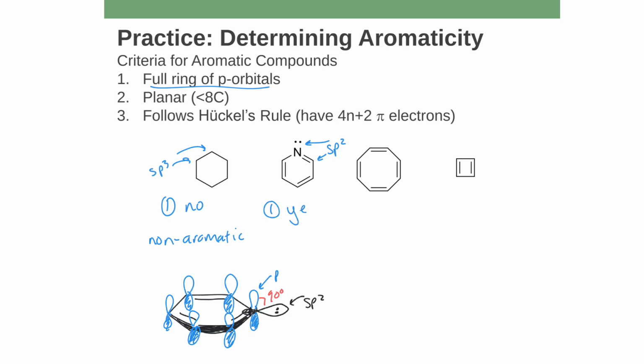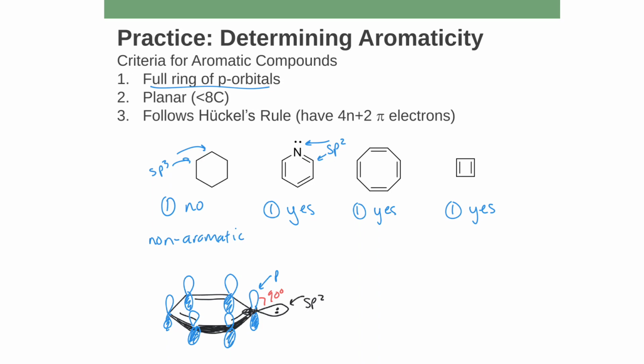But this does have a ring of p orbitals. Does my big cyclooctane thing have a ring of sp2s? Yes, it does. Everything in there is sp2 hybridized. Everything has p orbitals. And then lastly, my little guy down here, yes, my cyclobutadiene also has all sp2 hybridized carbons. So then I look at part 2, the planarity.